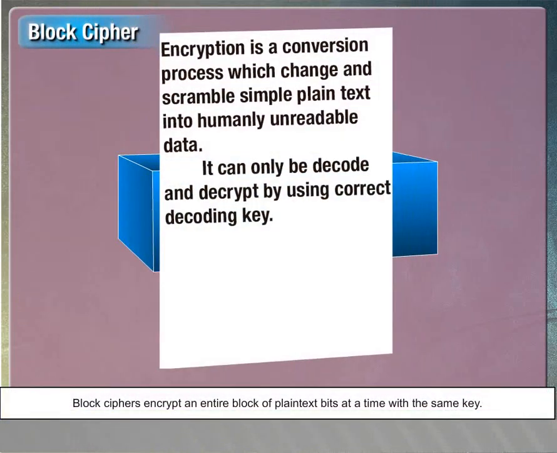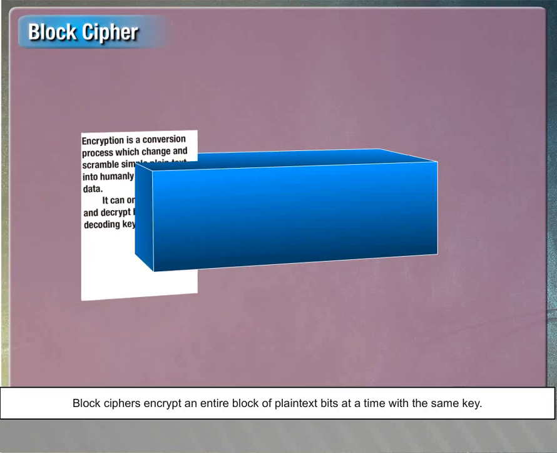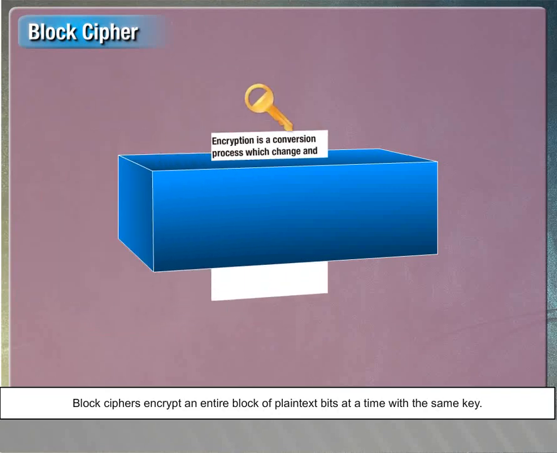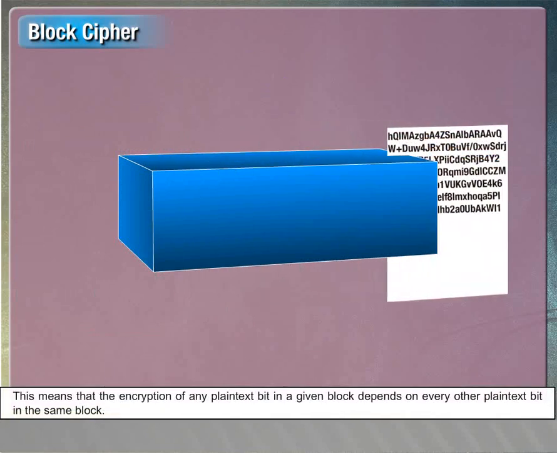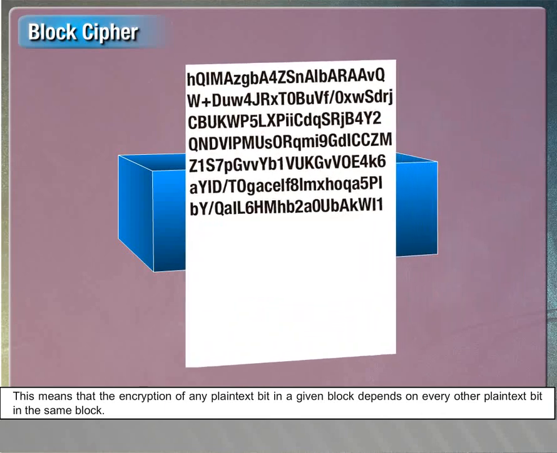Block cipher. Block ciphers encrypt an entire block of plaintext bits at a time with the same key. This means that the encryption of any plaintext bit in a given block depends on every other plaintext bit in the same block.